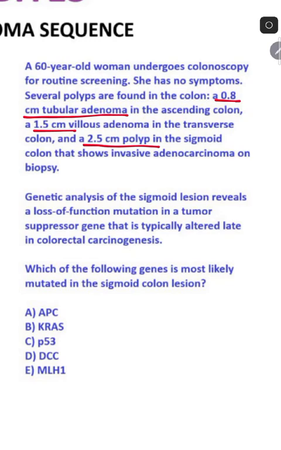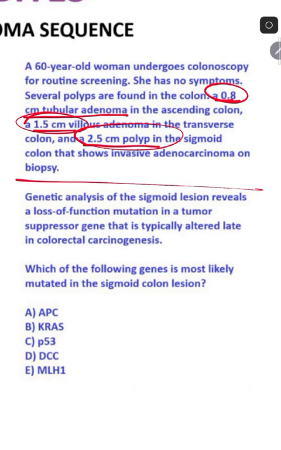So what do we know yet? We know that this is talking about the adenocarcinoma sequence. Why? Because it's talking about polyps in the colon. Now, it doesn't tell us exactly which mutation it's asking for, because it's giving us a 0.8 centimeter, which is early, 1.5 centimeter, which is intermediate, and 2.5 centimeter, which is late.